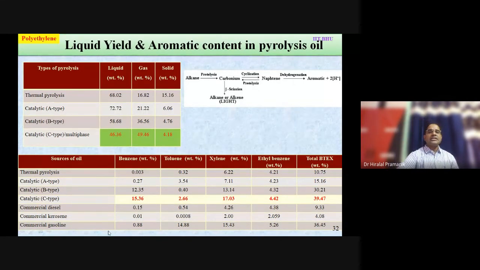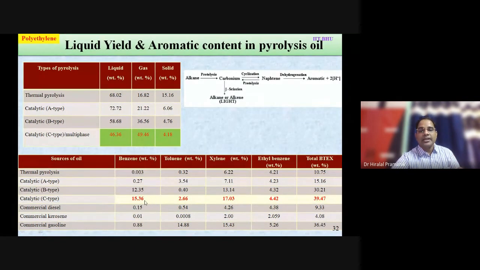So in pyrolysis, if you see the three types of reactor arrangements, thermal 68.02, and catalytic A type, that is vapor phase, B type liquid phase, and C type multi-phase, here what we observe is 46.36. Liquid yield is lowest, gaseous yield is highest here. Even char is also very low. That means when you place catalyst in both phases, liquid and vapor, you get a lower amount of yield, and the highest amount of gas.